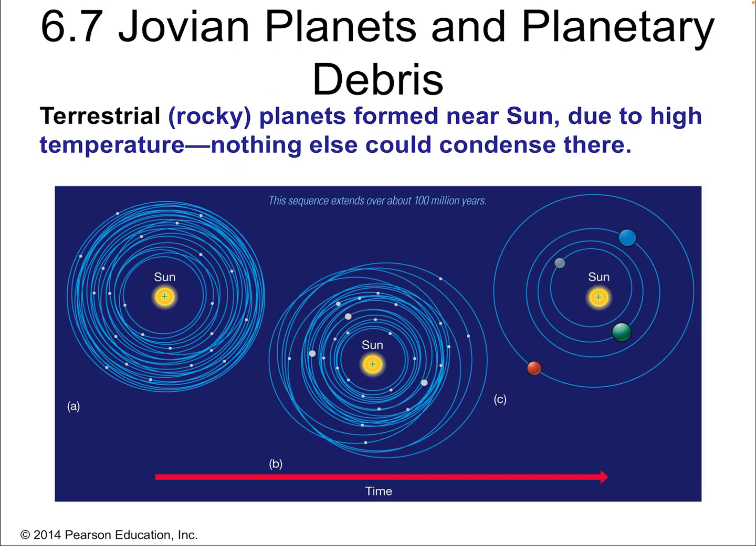Okay? So terrestrial, in other words, rocky planets form near the sun. This is due to one thing, high temperature. Okay? Because nothing else can form there. Near the sun, inside something called the frost line, there's no ice. Any hydrogen compounds that would exist in space are hot enough to boil, and thus they're in a gaseous form, so they can't easily condense.